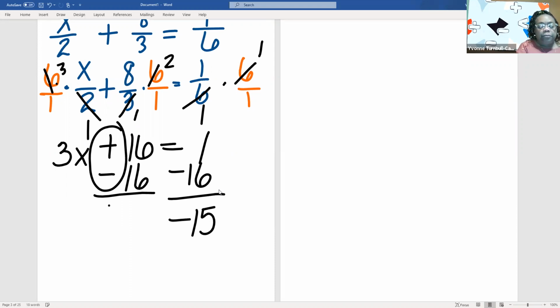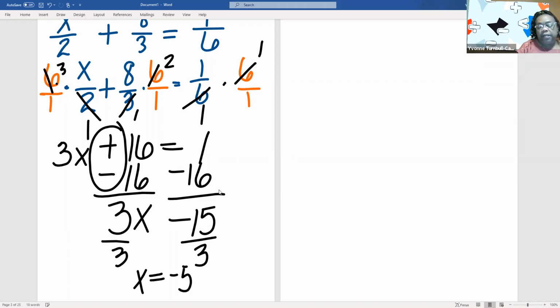I'm going to bring down my 3x. This was a 2-step equation. I subtracted. Now I'm going to divide both sides by my coefficient, which is 3. And x equals -5. Integer rule, dividing unlike signs, your answer is going to be negative. Now, let me show you how to check this.